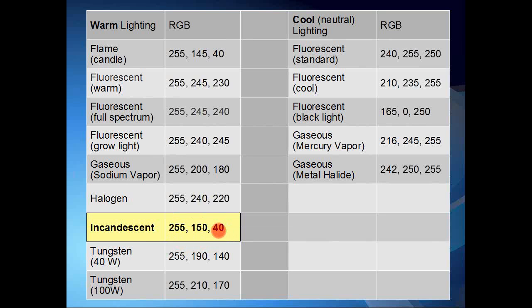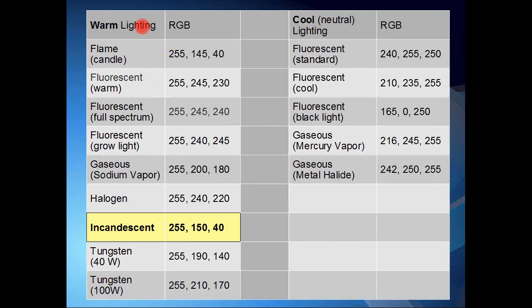And I want to mention that this chart, I divided it into two halves. I have warm lighting on this side. Warm lighting simply means that for the most part, the color being used for the light is red. And you can see that. The primary color is red.